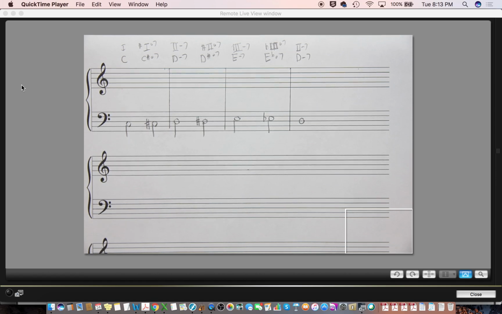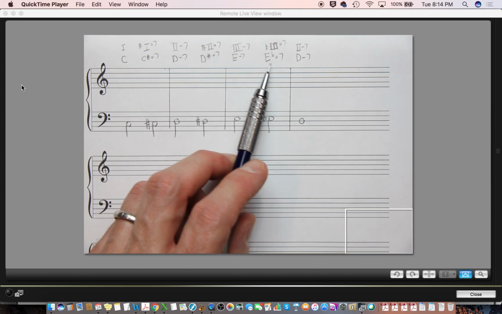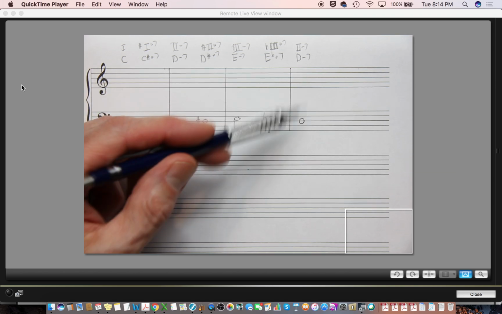I wanted to talk to you a little bit about voice leading with diminished seventh chords. I've got a little progression here that's going to feature a couple ascending diminished seventh chords and then one descending diminished seventh chord. Notice that they all occur on relatively weak harmonic stresses: strong, weak, strong, weak, strong, weak, strong.